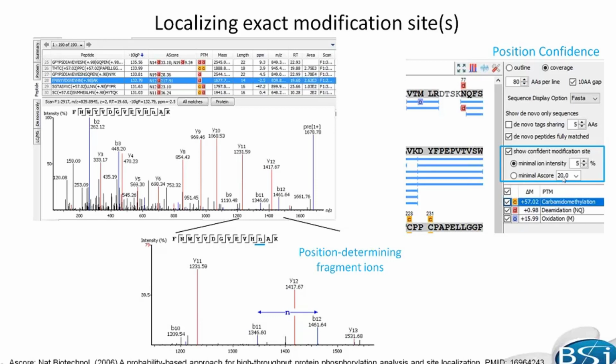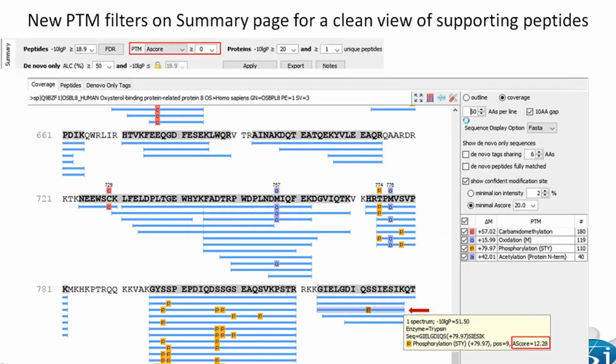And then once you do that, only modifications that are within those thresholds will appear above the protein sequence. Anything that is below those thresholds will just appear below. And if you choose, you can also make those modifications that don't pass that filter just completely not appear in the display.